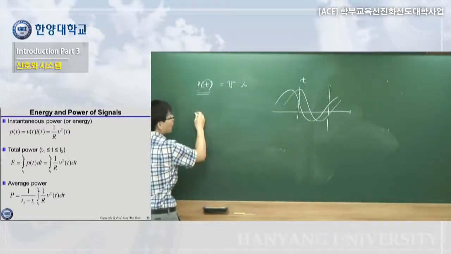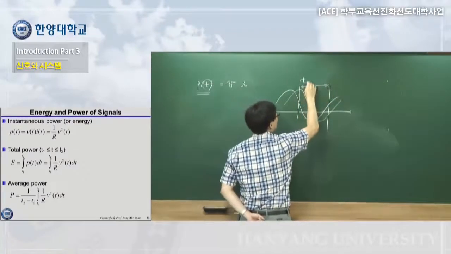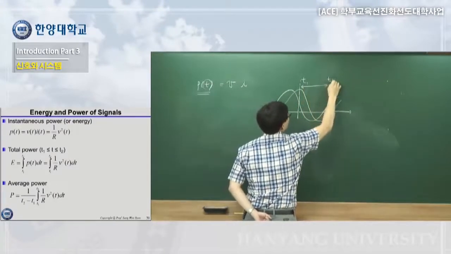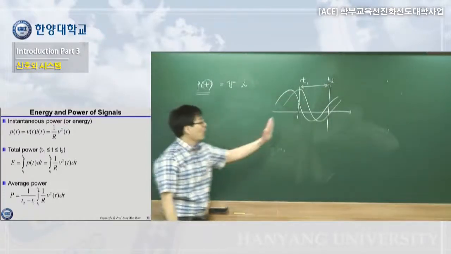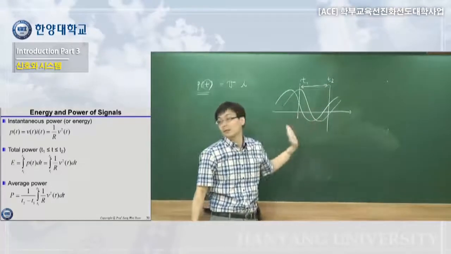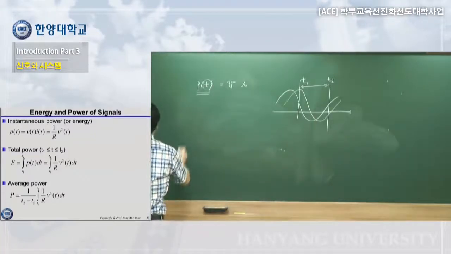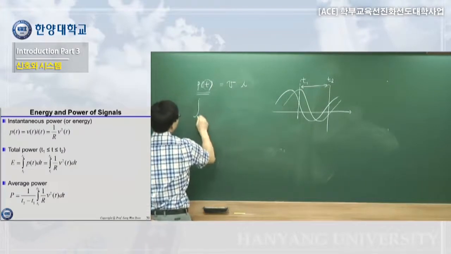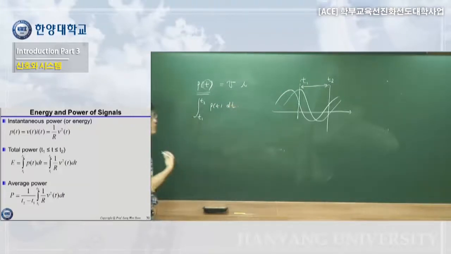In case of total power, it means how much power is attenuated or used between two time intervals. How much is the total power between this time? They are defined as the integration from time 1 to time 2. We just add them all together.